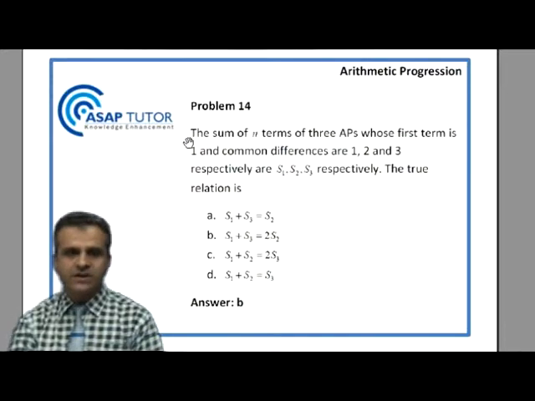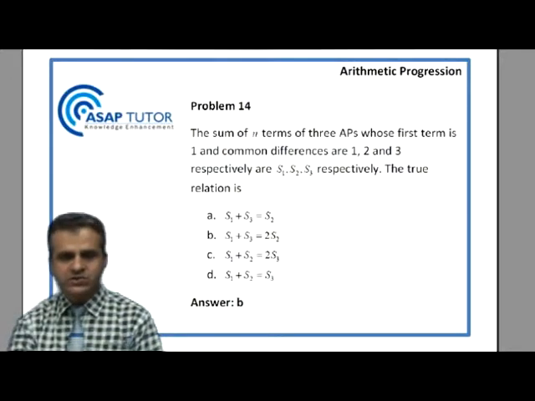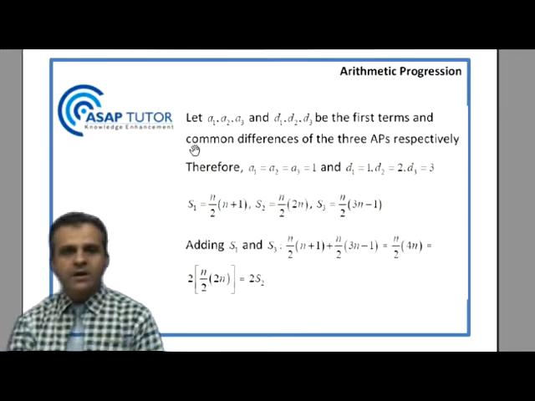Now the next one is the sum of n terms of 3 APs whose first term is 1 and the common differences are 1, 2 and 3 are respectively S1, S2, S3. That is, we have 3 APs, the first term is 1 for all, the common differences are 1, 2, 3, and the sums are S1, S2, S3. Now we have to tell which of the relations is true.